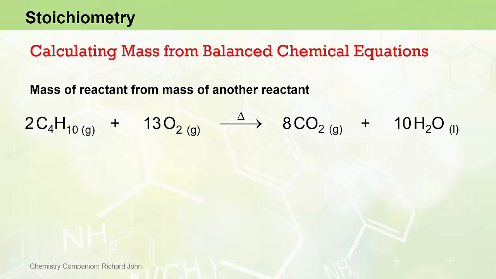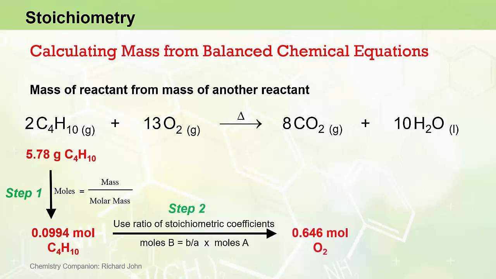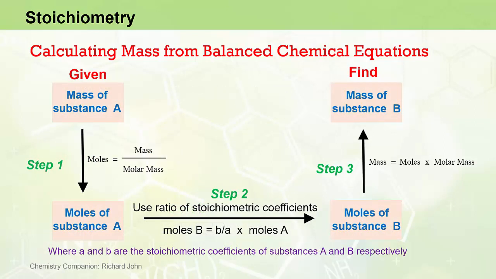In summary, we started with our 5.78 grams of butane. In step 1, we calculated the moles of butane and found that to be 0.0994 moles. In step 2, we used the ratio of the stoichiometric coefficients to calculate the moles of oxygen as 0.646 moles. And finally, in step 3, we converted the moles of oxygen to mass of oxygen by using the rearranged molar mass equation, and we found that to be 20.7 grams of oxygen. And that 3-step process is best summarized in a general sense using this diagram here, which we have now seen several times and is a very good guide to solving these types of stoichiometric calculations.